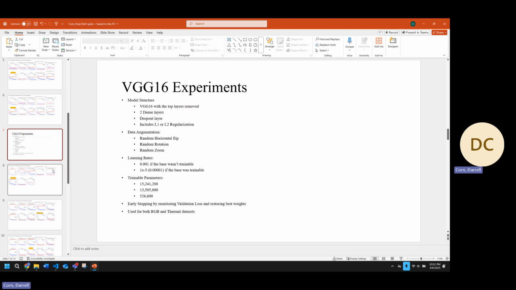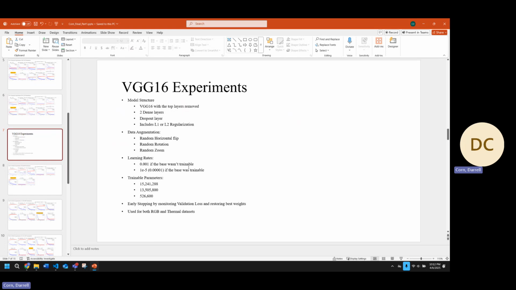Okay, on to my VGG16 experiments. So my model structure for this was to take the VGG16 model, and I removed the top layers, and I slapped on two dense layers on top. And sometimes I included a dropout layer, sometimes I included regularization, same data augmentation as before. And on this one, I varied the learning rates a bit.